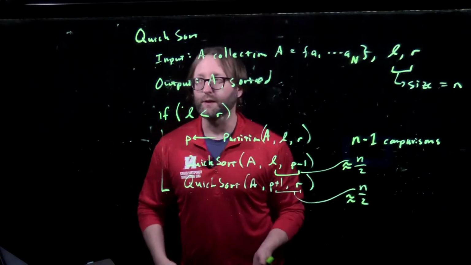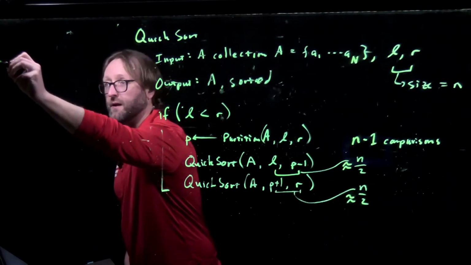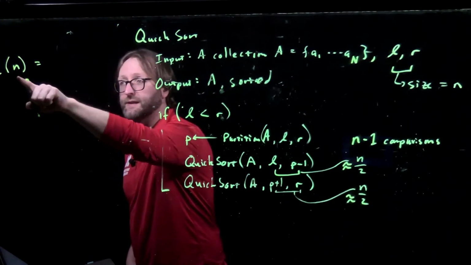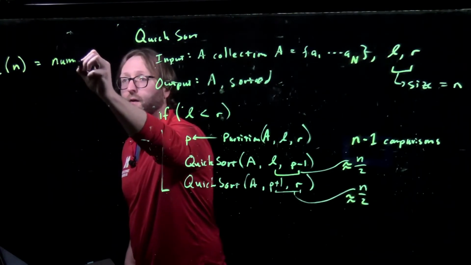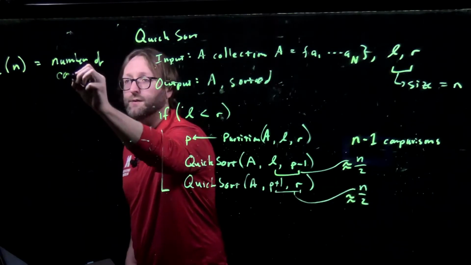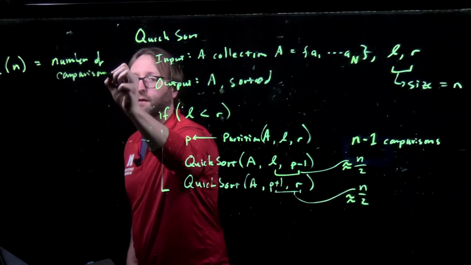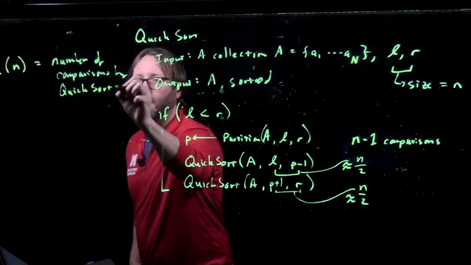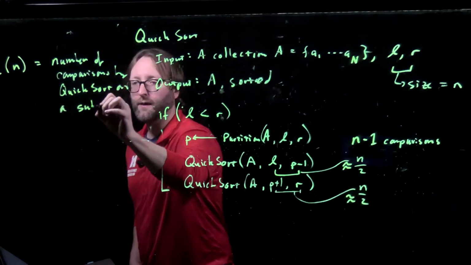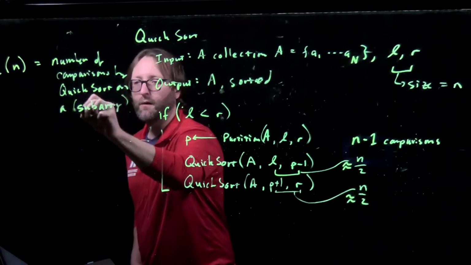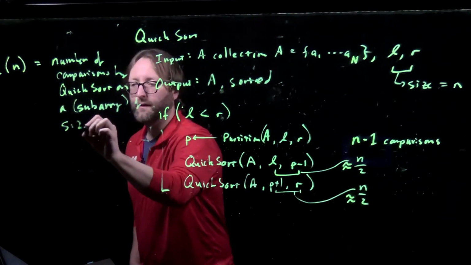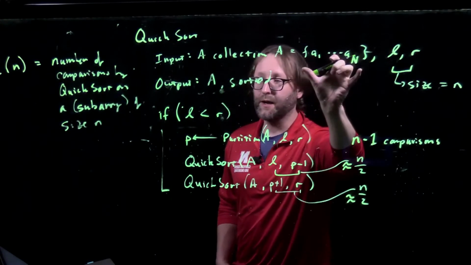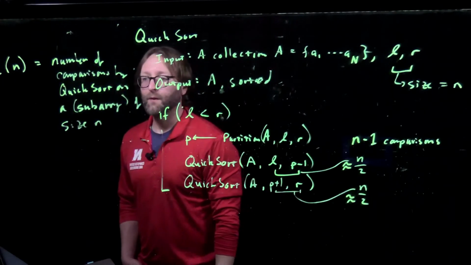to set up a recurrence relation, or a recurrence that defines that. So I'll go ahead and do that over here. I'm going to define C sub n to be the number of comparisons made by Quicksort on a subarray of size n, right? Remember, we're focusing on the size of the subarray, not the entire array here, okay?